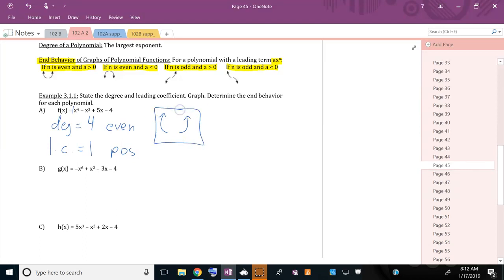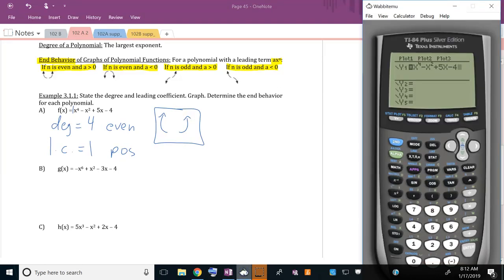Both sides go up. Now, if you forget how those work, or if you want to check, get your calculator out and graph that function. So here I've got it typed in, and let's hit graph. Now again, it's doing something a little bit unusual in the middle. We're not entirely sure what at this point, but we can see that on the left and on the right, it is going up.